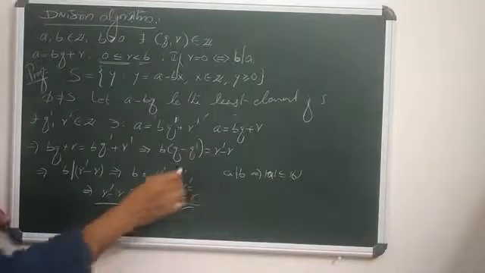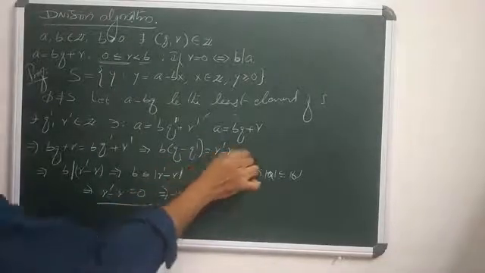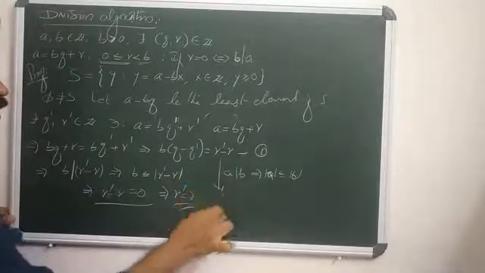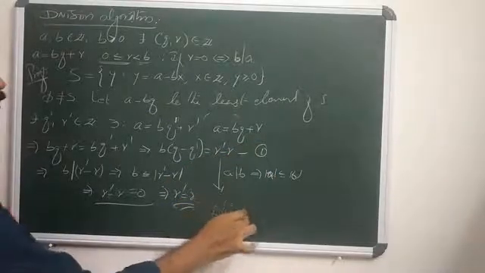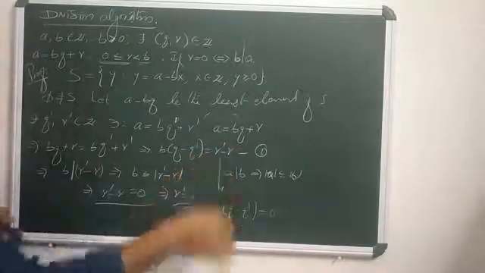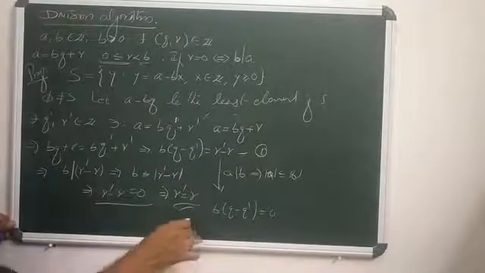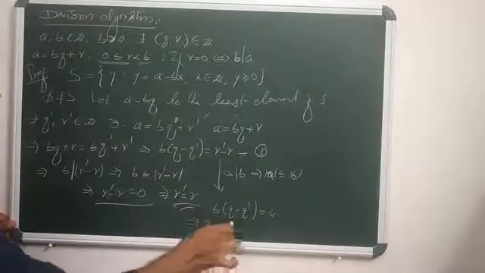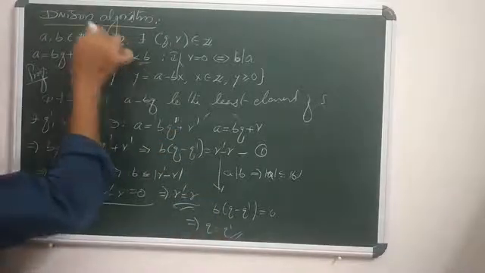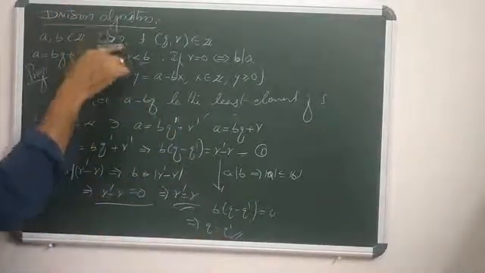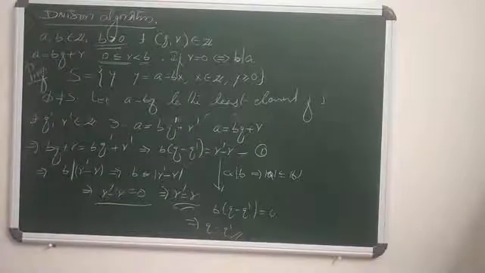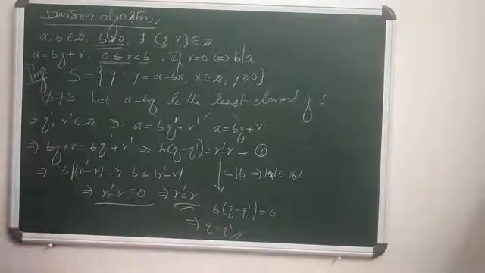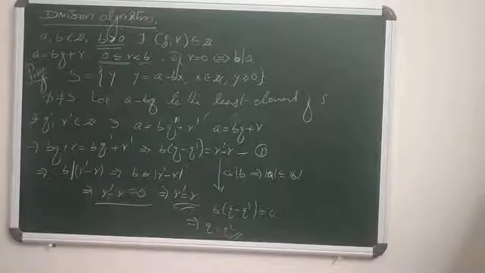When r' = r, this equation becomes b(q - q') = r' - r = 0. This is possible only if q = q', because b never becomes 0. Why? Because b should be positive, b > 0. Therefore q = q'. Hence r = r'. q = q' means the uniqueness is preserved. So this is the division algorithm. Clear?